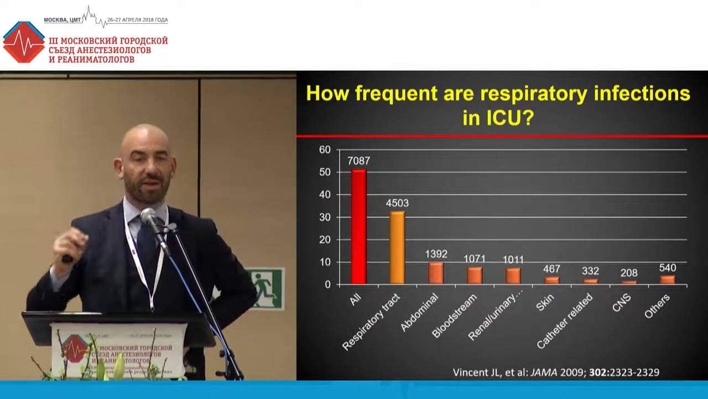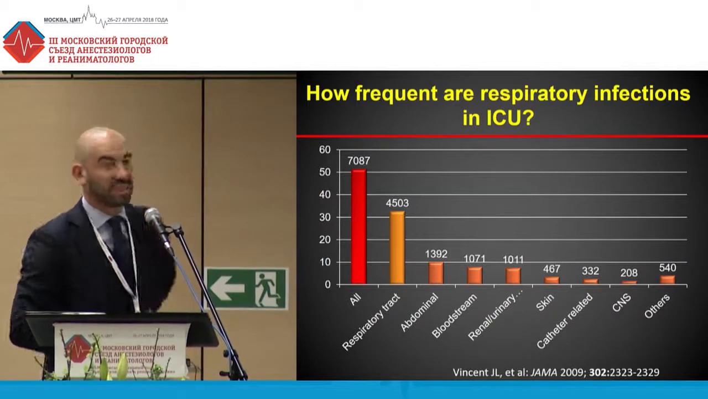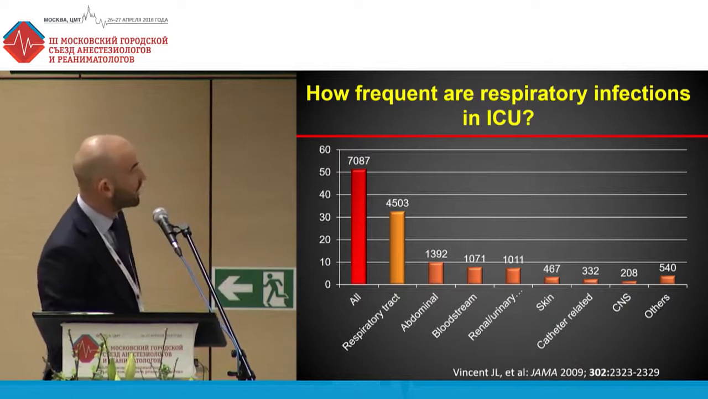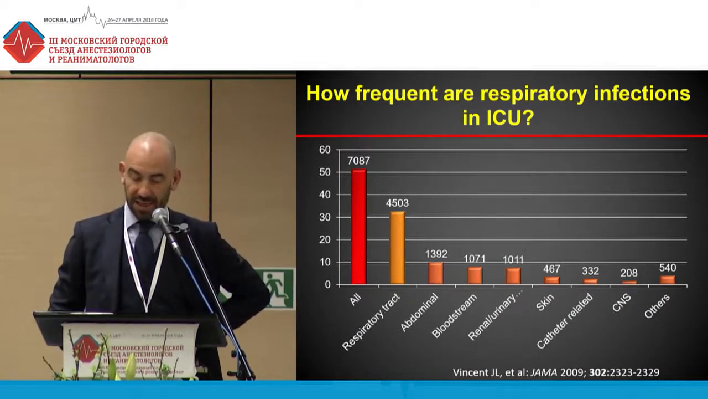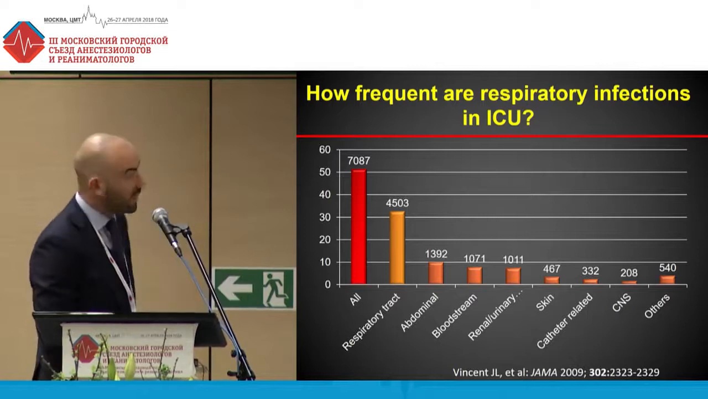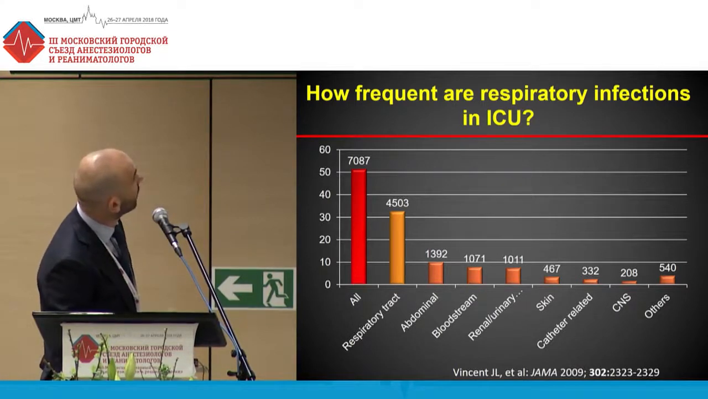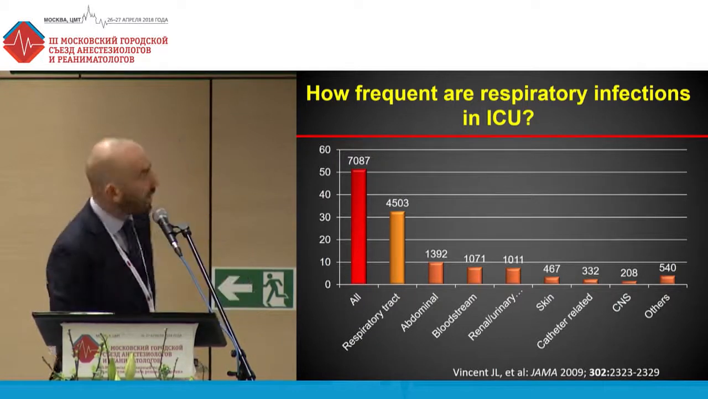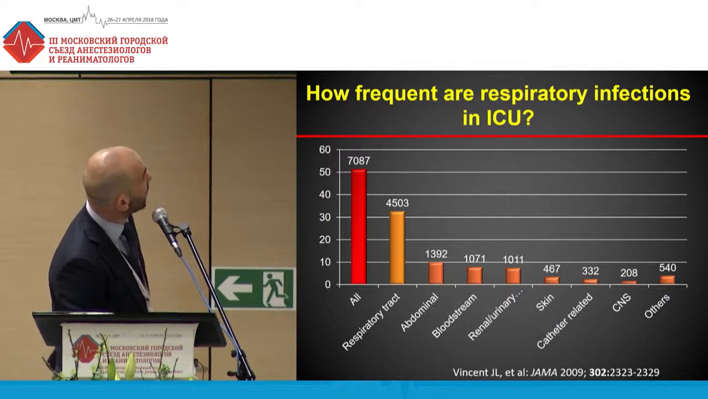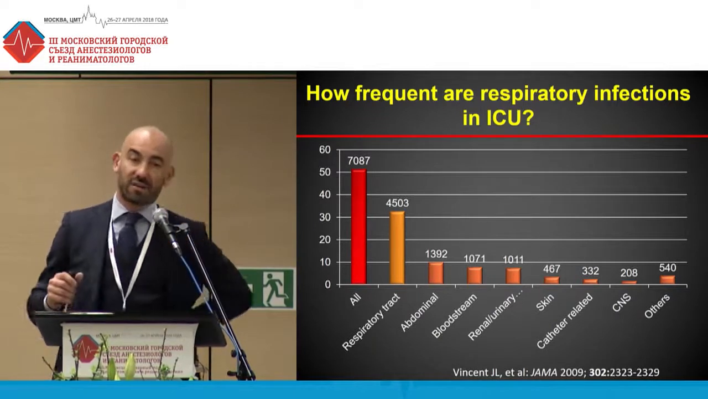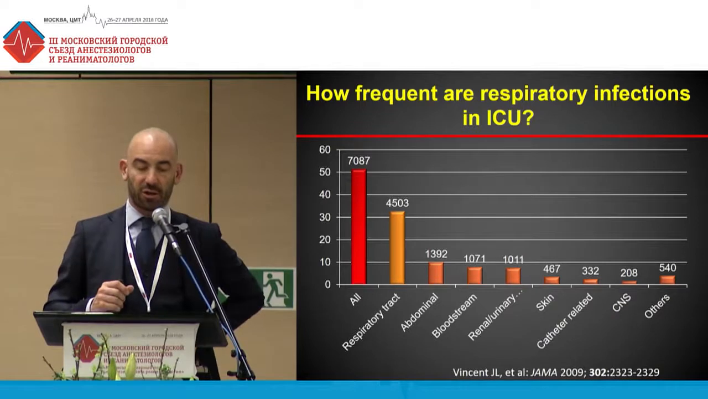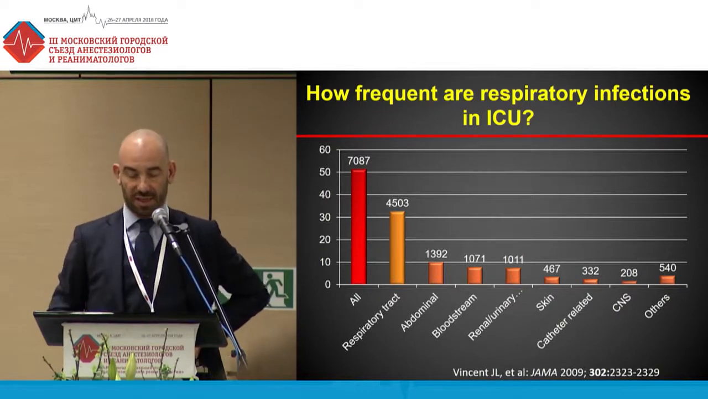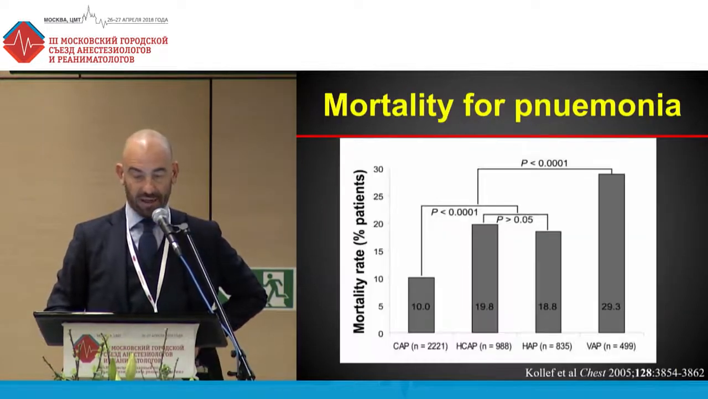How frequent are respiratory tract infections in the ICU, in particular in intensive care medicine? This is again the study that I showed you before, the EPIC study led by Jean-Louis Vincent. You can see that overall respiratory tract infections represent the most frequent infections in ICU. Over 7,000 infections overall, more than 4,500 were respiratory infections, meaning more than 50% of all the infections in the ICU are respiratory tract infections.